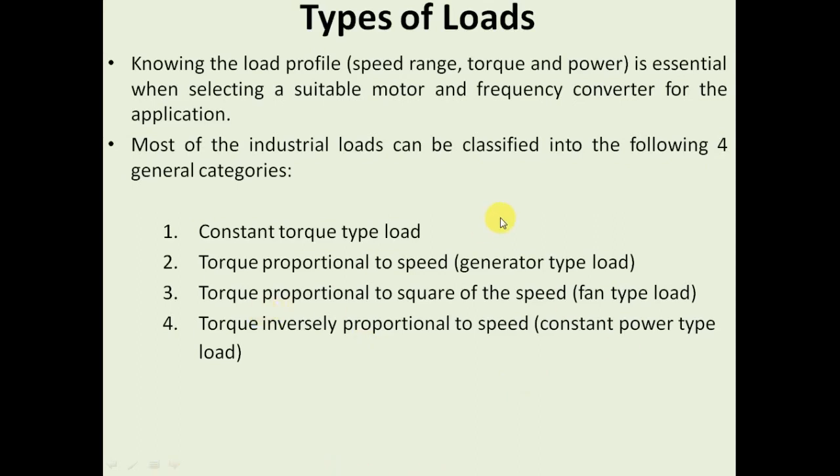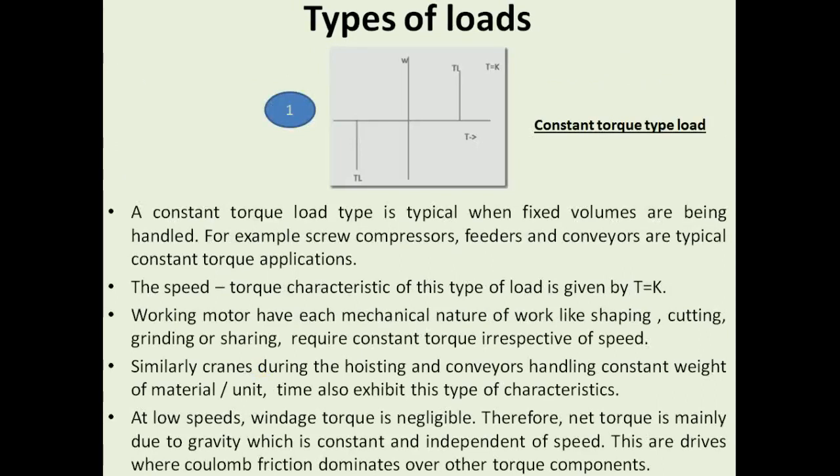Therefore, the load is categorized into different types. They are constant torque type load, torque proportional to speed, which is also called generator type load, fan type load, and constant power type load. In addition to this, two more types are also there. We will see them on our way. In all these characteristics, you must know their load torque versus speed characteristics. Please be very careful with this. We are actually plotting the characteristics between load torque, that is T suffix small l, not capital L, and omega. For all these types of loads, you must know their characteristics and suitable examples.